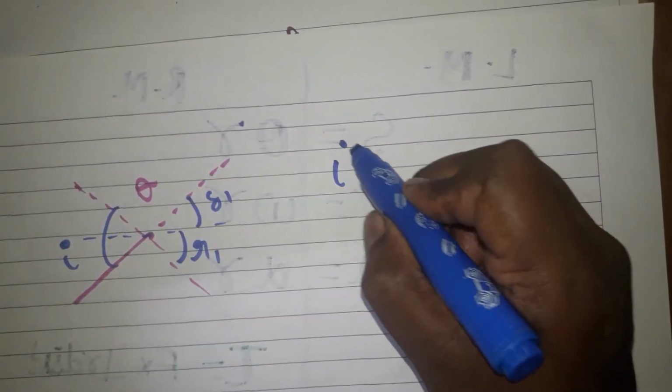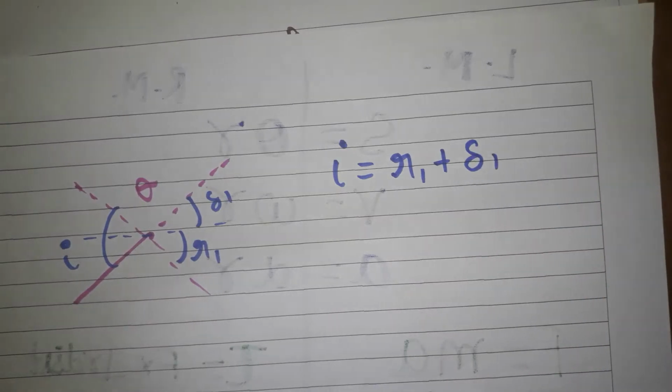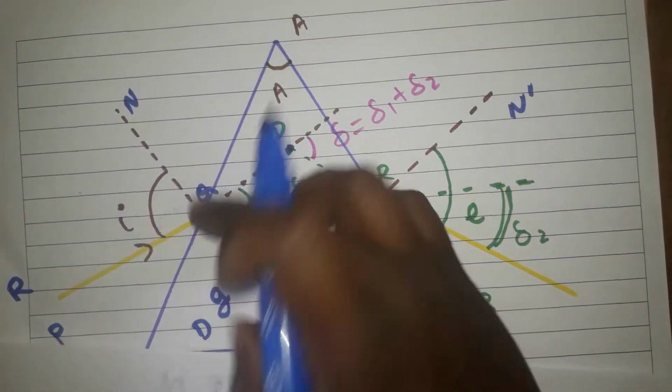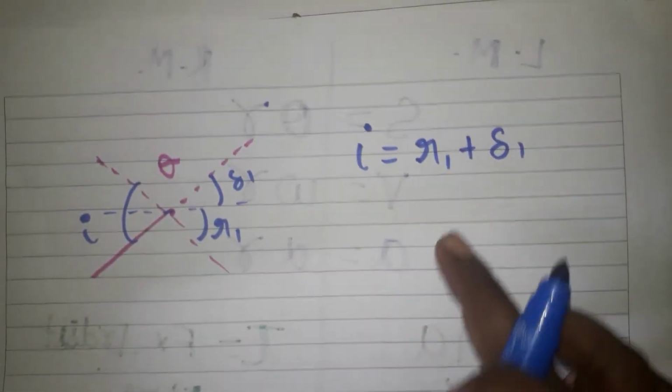So this side is equal to this side, left hand side is equal to right hand side. When the cross mark is there, this side is equal to this side. So incident angle is equal to refraction 1 plus deviation 1. Exactly at this point, I is equal to deviation 1 plus R1. I have taken that equation.